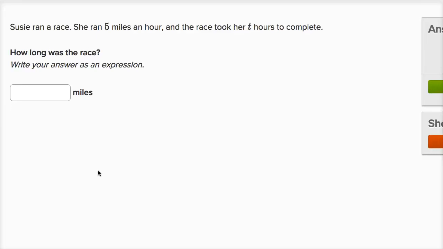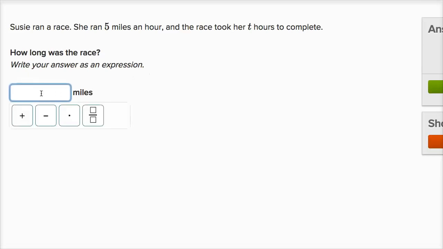Let's do a few examples of writing expressions to help us solve word problems. So they tell us Susie ran a race. She ran 5 miles an hour, and the race took her T hours to complete. How long was the race? Write your answer as an expression.